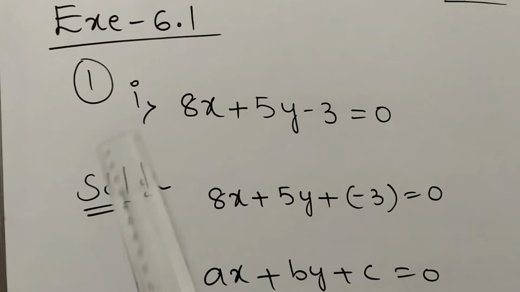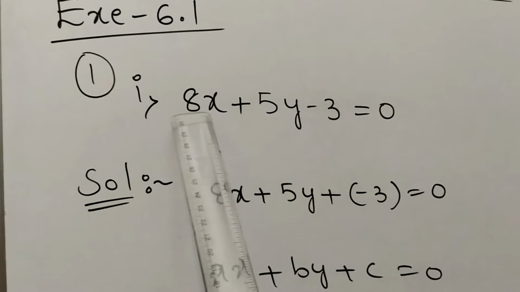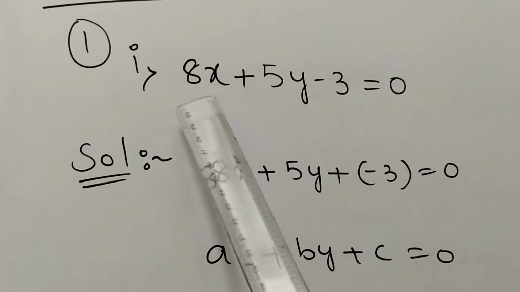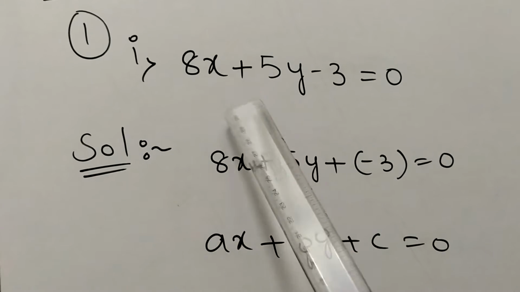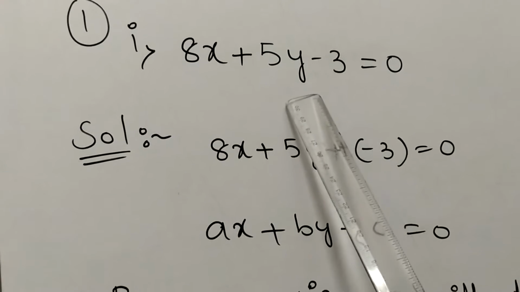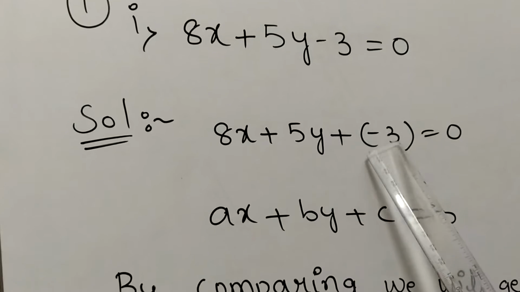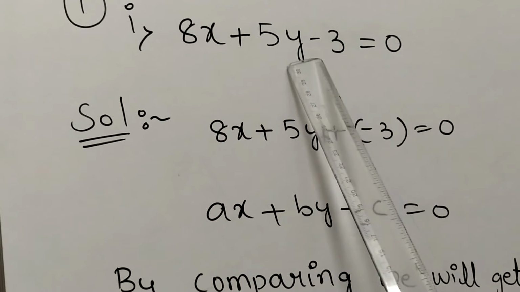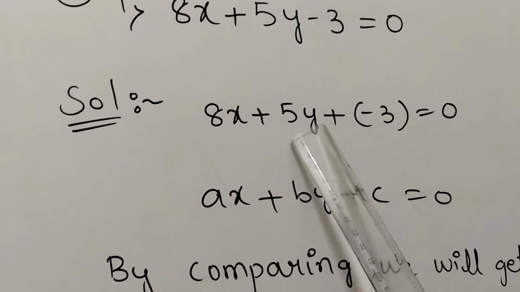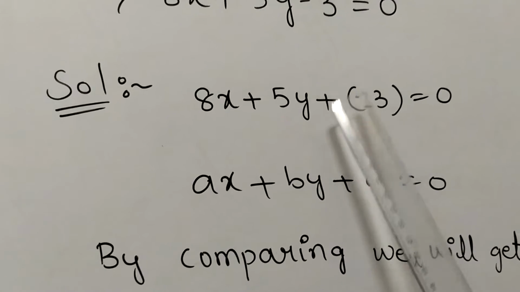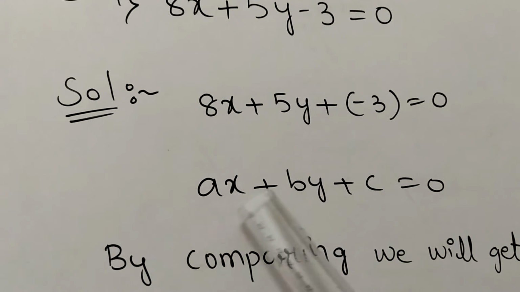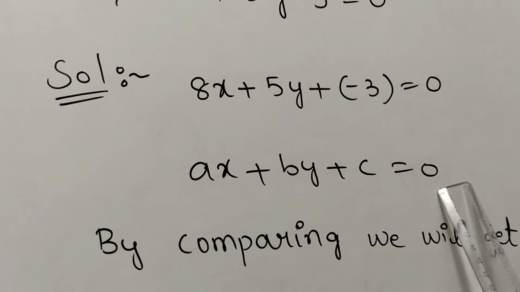So this is the solution of first bit, first one, students. 8x plus 5y minus 3 equals to 0. So here I am writing 8x as it is, plus 5y also as it is, and this minus 3 we are writing plus of minus 3. Again if you multiply this plus into minus, you will get again minus 3. So if you write plus of minus 3 also, there is no change. Now observe, it is in the form of ax plus by plus c equals to 0.